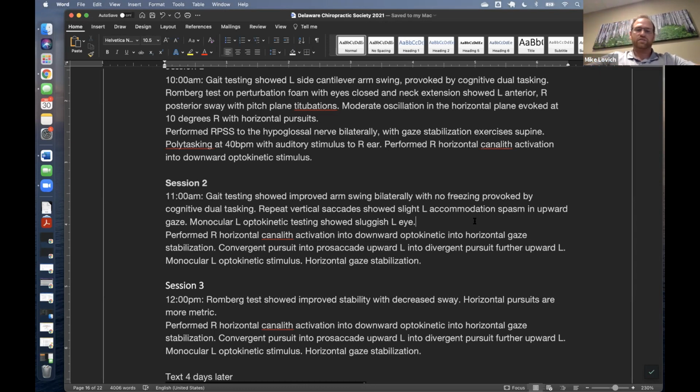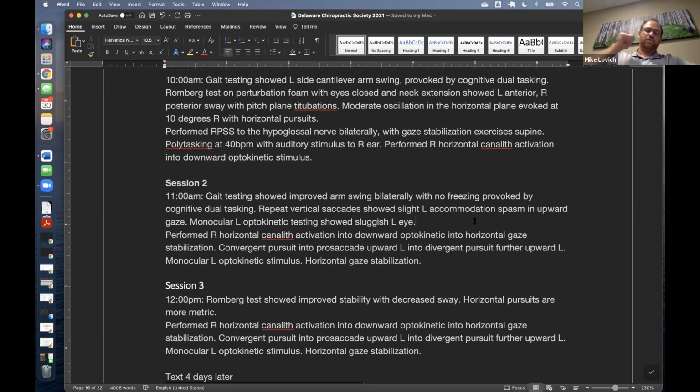So what did I do? I did some right horizontal canal activation with a downward optokinetic stimulus into horizontal gaze. So you see how we're doing like Street Fighter combo moves? We're trying to create activation, create another set of activation, and then create a control mechanism over it. So that way we can activate and the brain can use that input instead of saying, oh, you just pressed the gas, you just filled up the tank and slammed on the gas and the engine still doesn't work. And we're training the engine to work with somebody slamming on the gas.